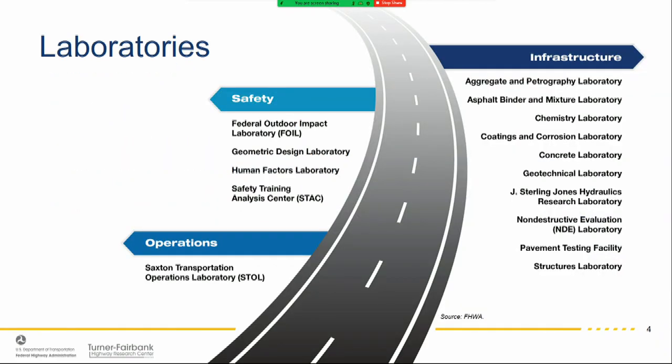We have 15 different laboratories at Turner Fairbank, focusing in 3 different areas. There's the safety research and development area, where we have our Federal Outdoor Impact Laboratory, which is our crash test facility, geometric design lab, human factors laboratory, which I'll talk about some of the work we do there, Safety Training and Analysis Center, which is a secure data enclave for doing advanced data analysis, our operations laboratory, the Saxton Transportation Operations Laboratory, where we conduct a lot of connected and automated vehicle research, and I'll touch on some of that as well, but also a lot of advanced modeling and simulation work related to the efficient movement of people and goods.